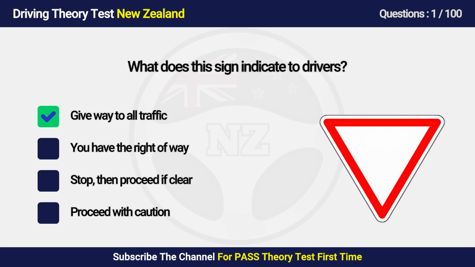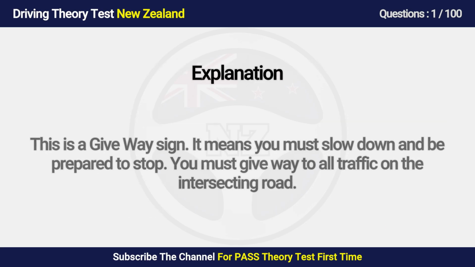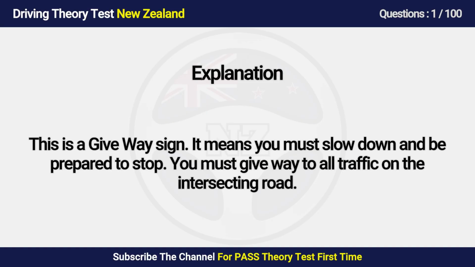Answer is A. Give way to all traffic. This is a give way sign. It means you must slow down and be prepared to stop. You must give way to all traffic on the intersecting road.